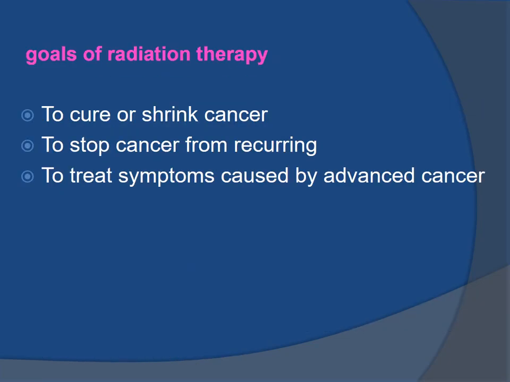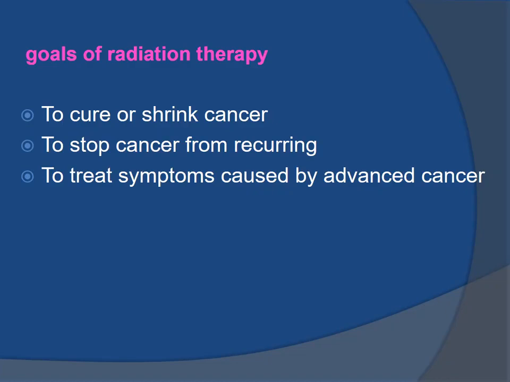So the goals of radiation therapy are: to cure or shrink cancer, to stop cancer from recurring, and to treat symptoms caused by advanced cancer. So even in advanced cancer, you can use radiotherapy to palliate symptoms caused by advanced cancer, which is called palliative radiotherapy.